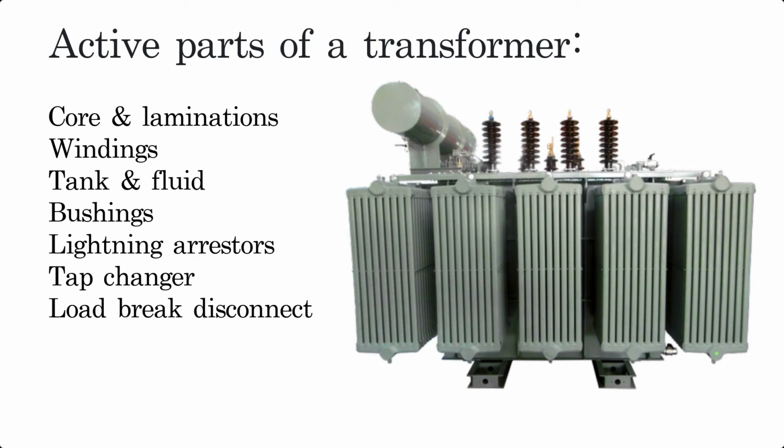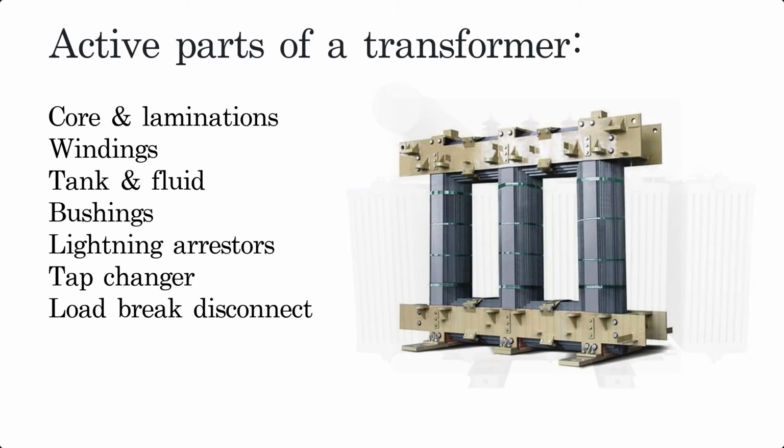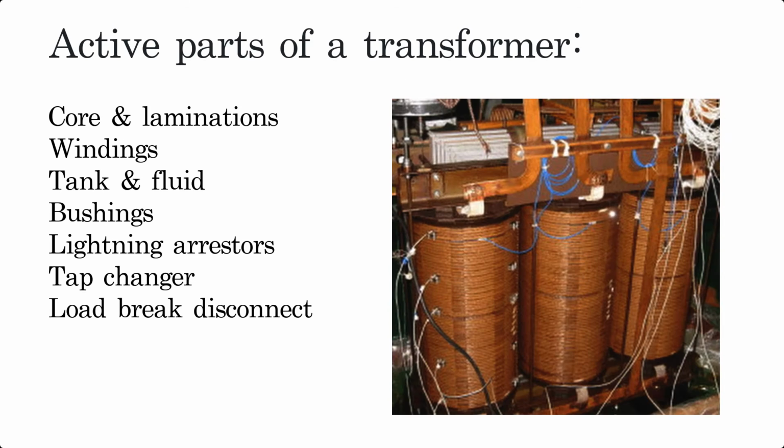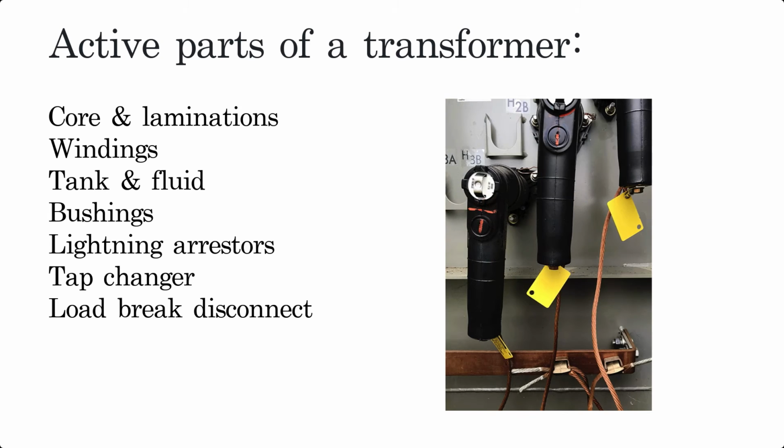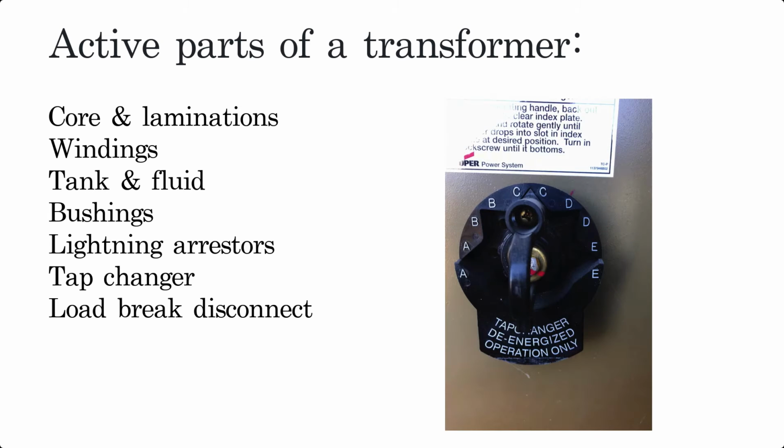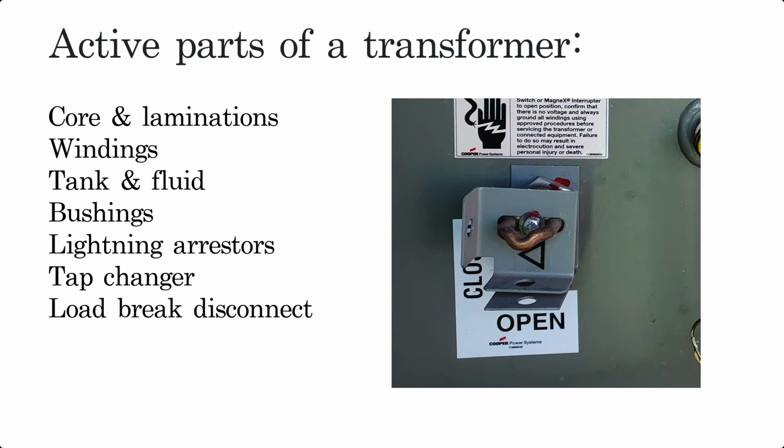So in review, the active parts of a transformer include the core and laminations, the windings, the tank and fluid, the bushings, lightning arrestors, tap changer, and the load break disconnect.